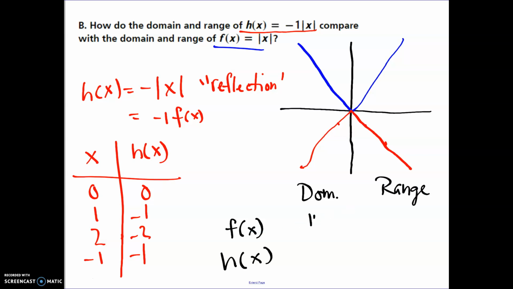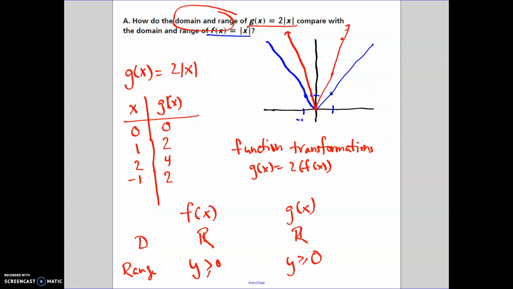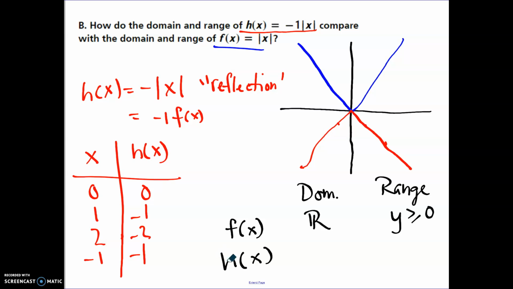The parent function, my domain, is all real numbers, and my range is y greater than or equal to 0. Okay. For h of x, my domain is unchanged. I think you will discover as we go through, it is very hard. You cannot alter the domain of the absolute value function without adding another function. Most of these, the domain will be all real numbers until you start to get more complicated and add other things in. But how about the range?